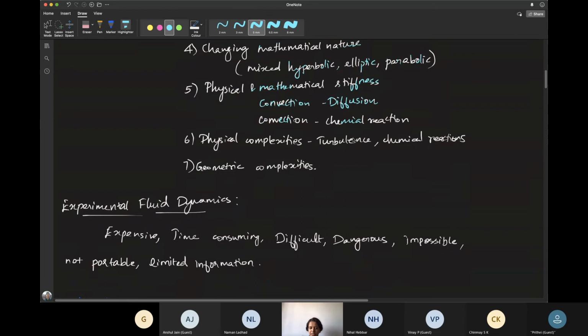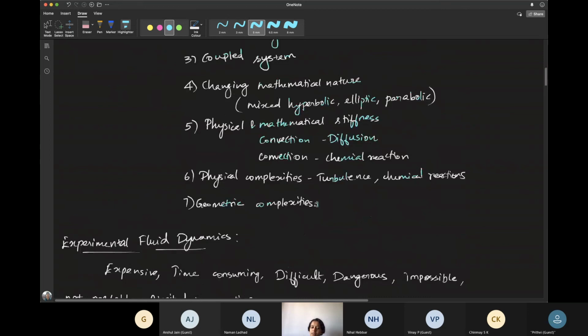And then there are other complexities like turbulence, chemical reactions, and geometric complexities. Proper theoretical fluid dynamics has been developed for simple geometries with assumptions like inviscid, irrotational flow. We have this potential flow theory. That's a good fluid dynamic theory, which assumes irrotational flow, right?